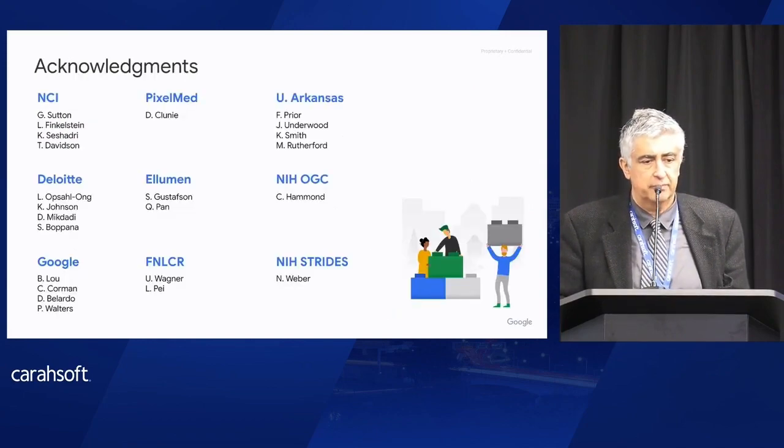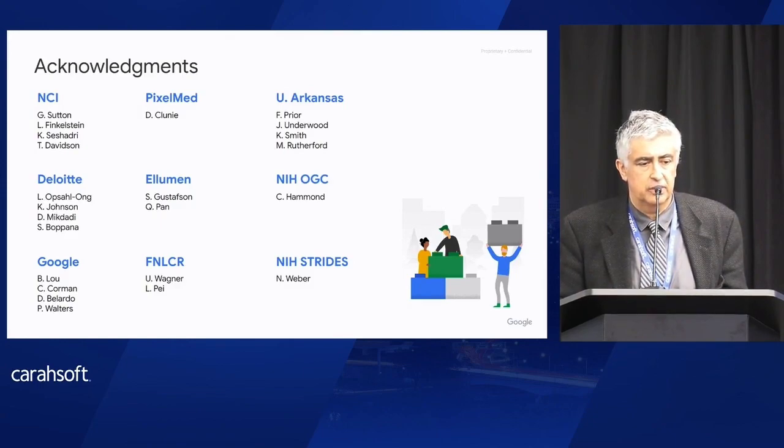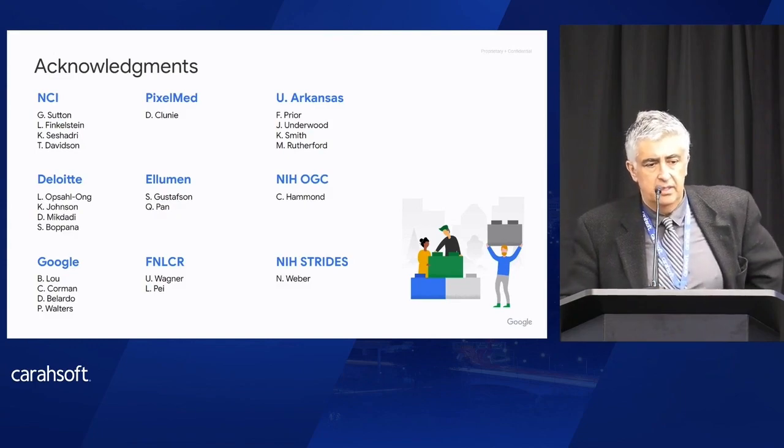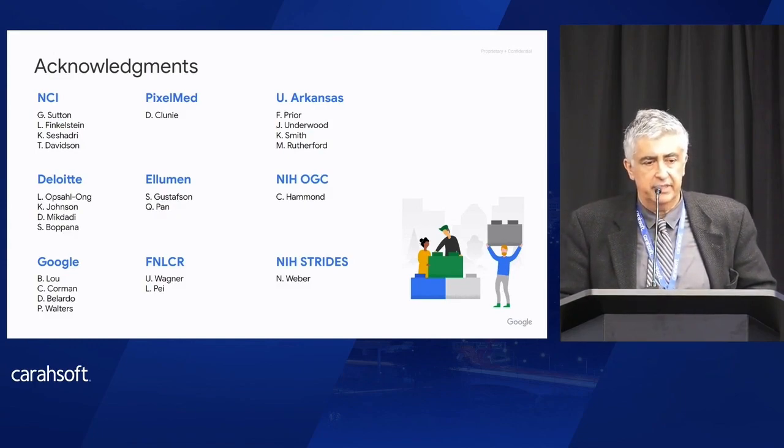I want to acknowledge there are many people involved with the MIDI project and several teams. Obviously, folks from NCI, Deloitte, Ben Jorgen and colleagues at Deloitte that are listed. I want to acknowledge the help of folks at Google, including Dave Blardo and Patrice and Cheryl Corman. And of course, we have people like Dave Clunie, who's the editor of the DICOM standard and very interested in image de-identification, involved with this project, and Fred Prior, who's the principal investigator of TCIA, because they're looking at ways to also hopefully modernize their approach to image de-identification.